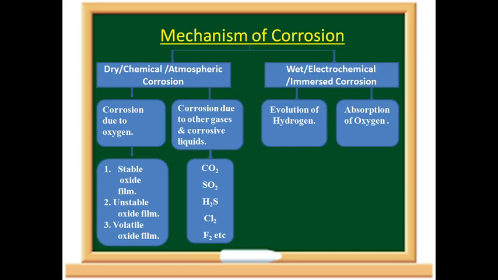Now when there is attack of oxygen, three different films are formed. What are these films? Stable oxide film. The second one is unstable oxide film, and the third one is volatile oxide film, which we are going to study in detail further. Now let's come to wet, electrochemical or immersed corrosion. This type of corrosion occurs due to two reasons. What are these two reasons or two mechanisms? These are evolution of hydrogen and absorption of oxygen.